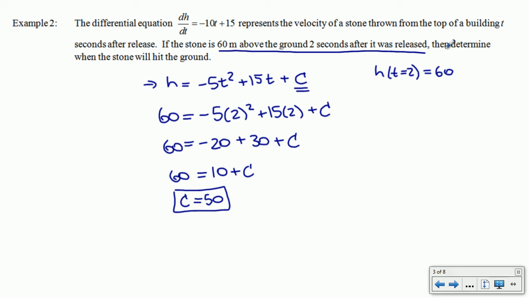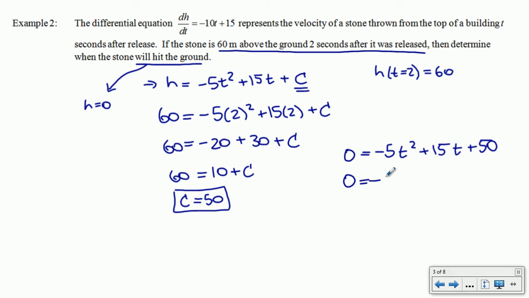So now we need to figure out when the stone will hit the ground. And what is the height when the stone hits the ground? Height equals 0. So we can use our expression here, now that we know c is 50, and sub in a 0 where we see an h. So starting with negative 5t squared plus 15t plus 50, we need to figure out what time is when the height is 0.